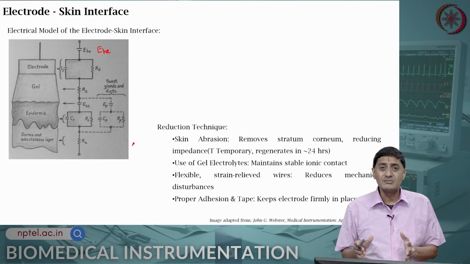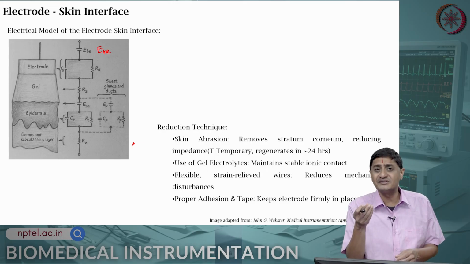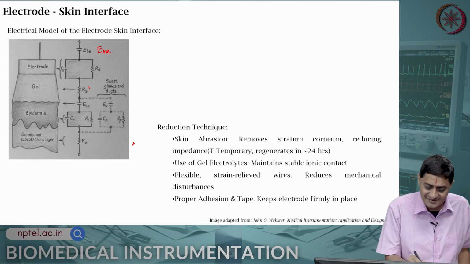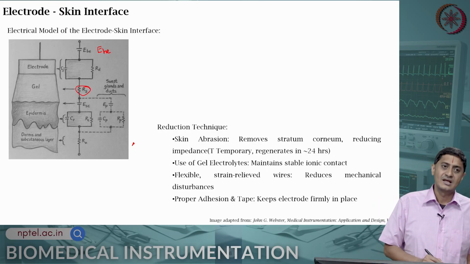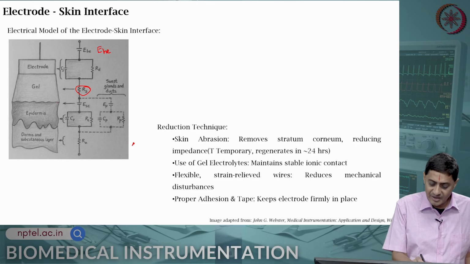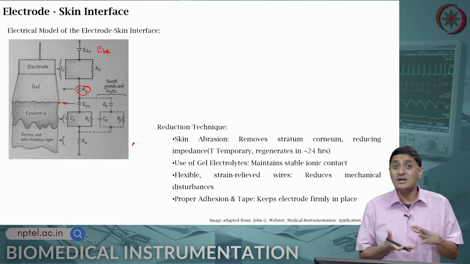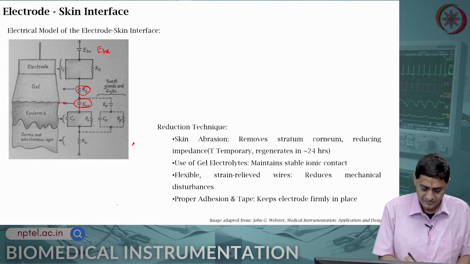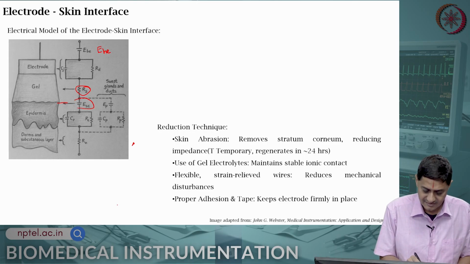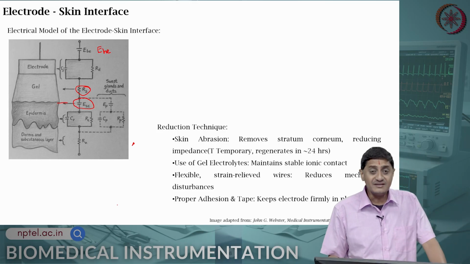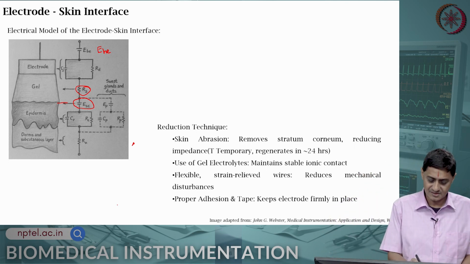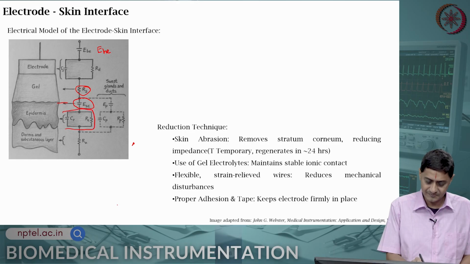Essentially gel plus any moisture that is present in the skin, that is sweat and gel together, presents a series resistance. And then at the level of epidermis, I have a skin potential, that is the ESC, the potential at the skin, and then I have the impedance offered by the skin itself. This is the skin impedance.